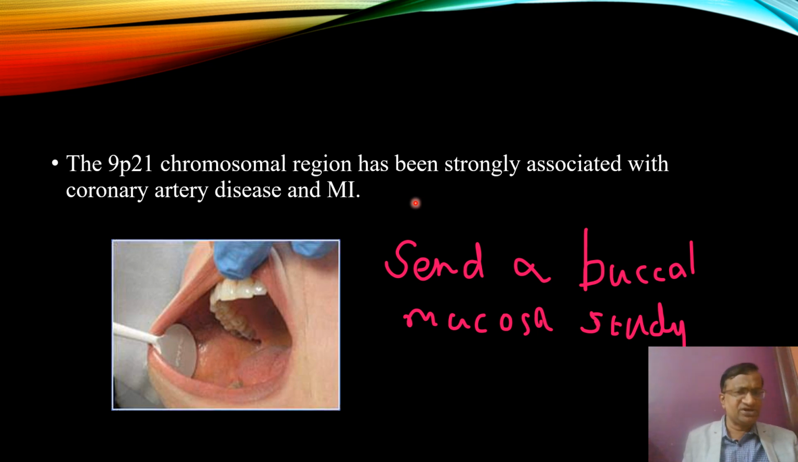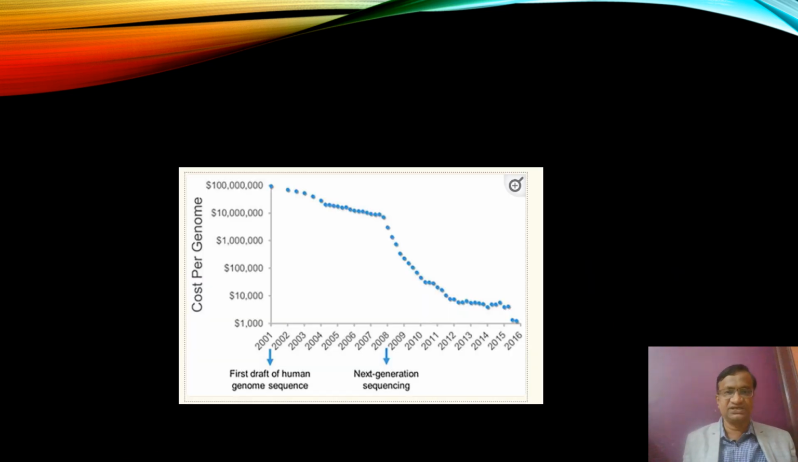The 9p21 chromosome has been strongly associated with infarction. To do this genomic sequencing, you just need to send a buccal mucosa sample, even a drop of blood or some saliva is enough. Now it was costing so much, now it is costing less than $1,000.